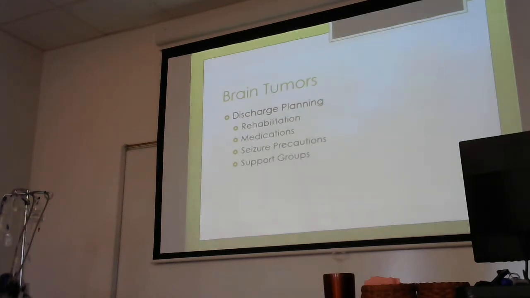The big one with discharge is making sure that we've got them on proper medications, especially seizure medications, to prevent them from having seizures. Anytime we manipulate the brain, we typically put the patients on some type of anticonvulsant. We may wean them off of it 6 months, a year down the road, but initially they all go on an anticonvulsant to prevent seizures.